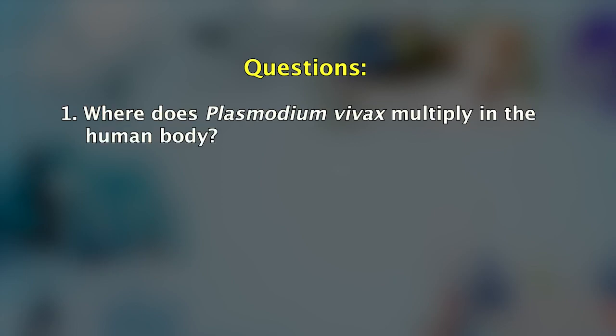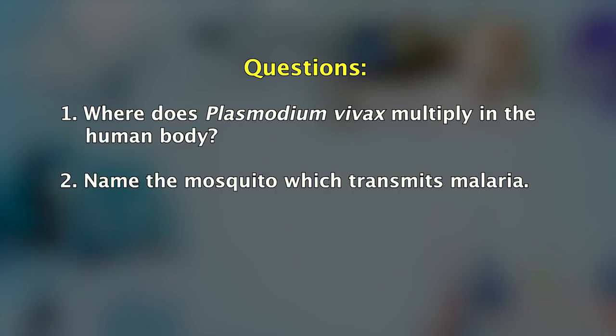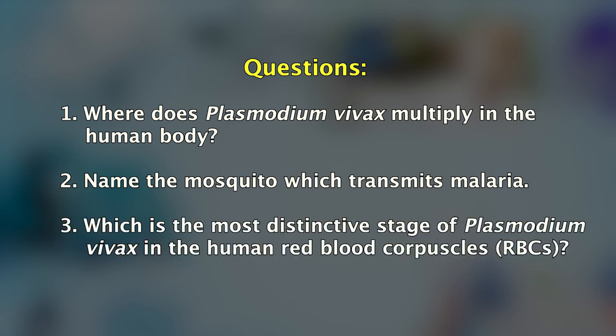Now, try to answer these questions. Where does Plasmodium vivax multiply in the human body? Name the mosquito which transmits malaria. Which is the most specific stage of Plasmodium vivax in the human RBC?